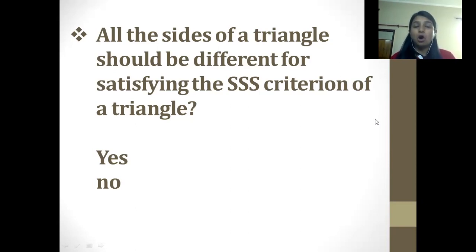So yes, all the sides of a triangle should be different for satisfying the SSS criterion of a triangle. This is exactly right. We should have 3 sides, which could be different, which could even be the same, but we need to know the sides first, then only can we construct the triangle. Now you can recheck your answer. So applaud for yourself. Good.